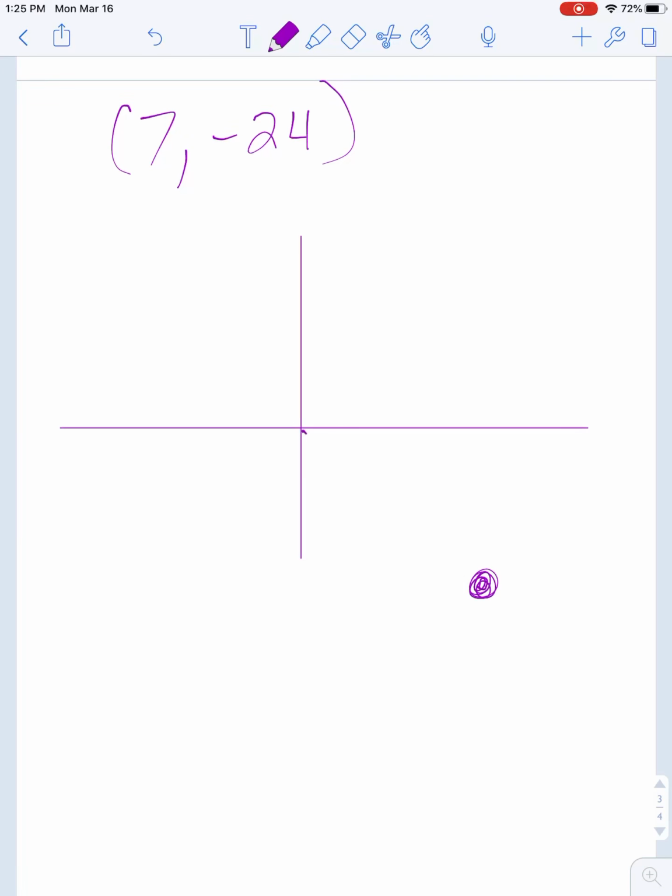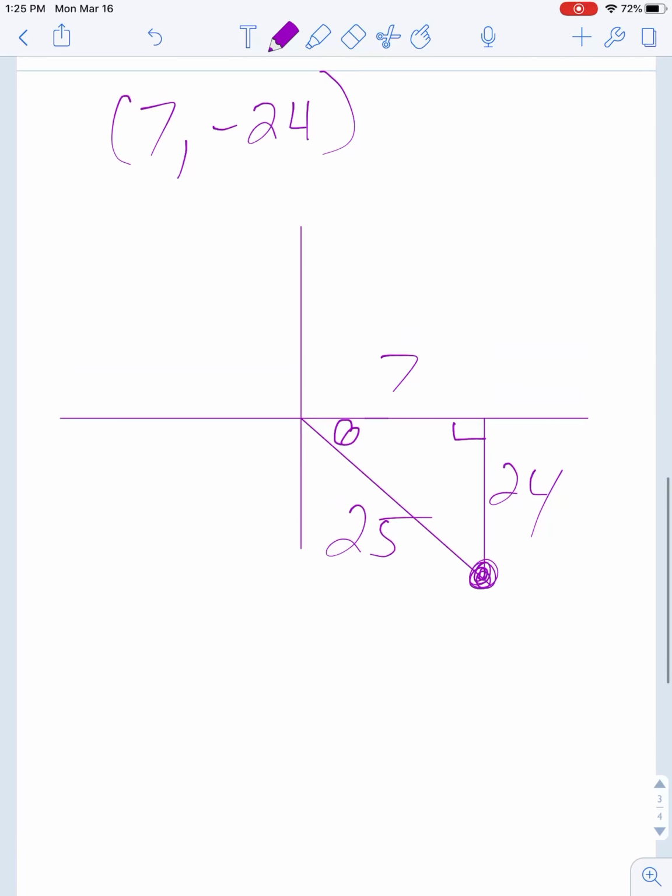So I draw my triangle out from the origin to the x-axis every time. This is my reference angle. The reference angle always goes to the x-axis. Now I went right 7, down 24, so I label my triangle. And of course, there's my triple. If you know your triples, you're good to go.